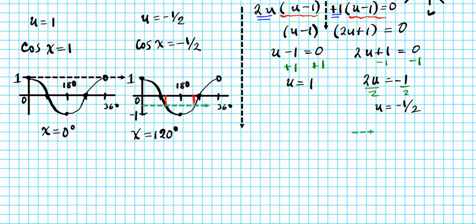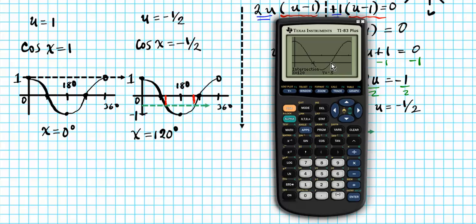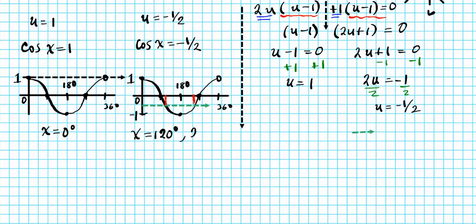We have another answer, right? This is another intersection right here. So let's go ahead and calculate that. Intersect 5, first curve, press enter, second curve, press enter. Guess, move your cursor to somewhere near the point of intersection. Enter. And your final answer is 240 degrees. So that's 240 degrees. So there goes our solution set. The values of x that satisfy the original equation are 0 degrees, 120 degrees, and 240 degrees.